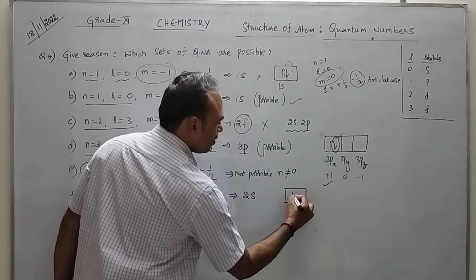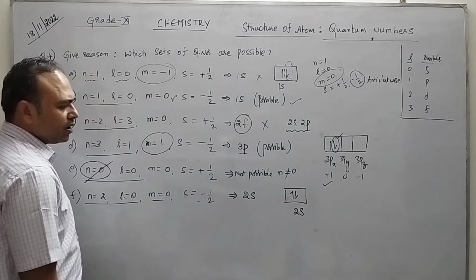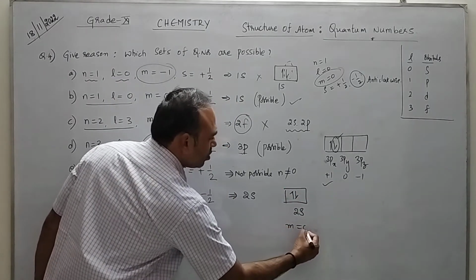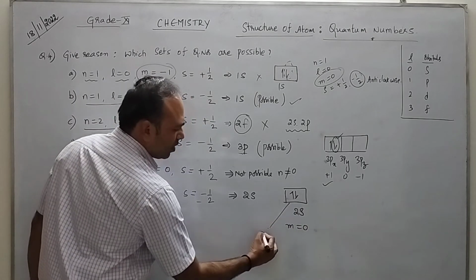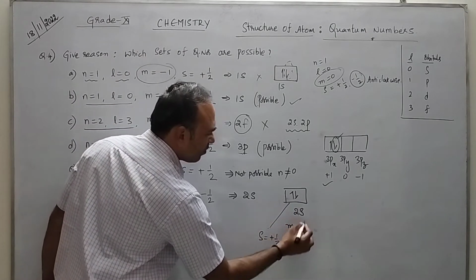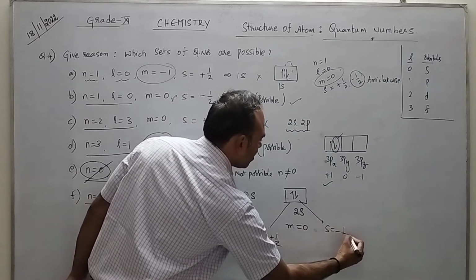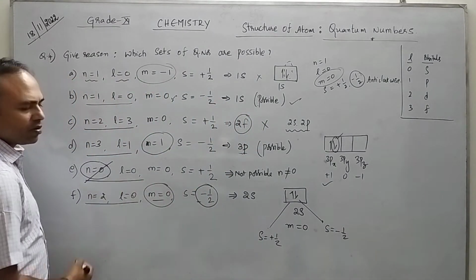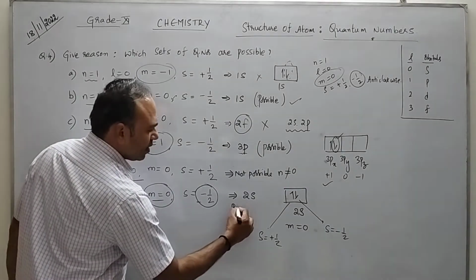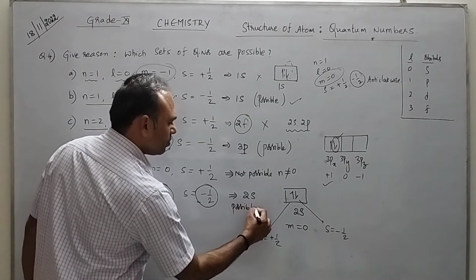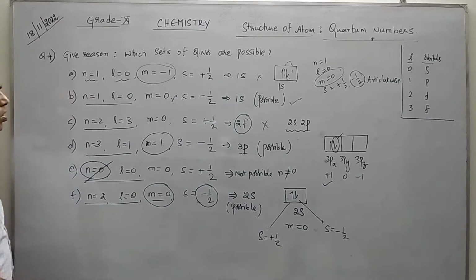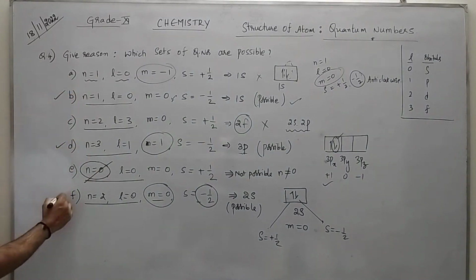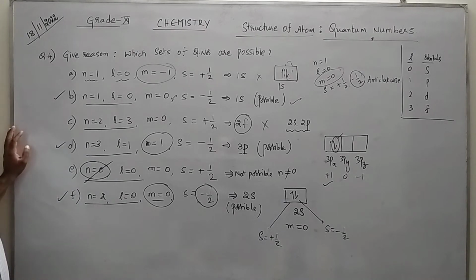So it is 2s with the 2 electrons in that. Now the values are m is equal to 0 and then spin values are plus half and minus half. So they are represented as minus half, m is equal to 0. So we can say that these quantum numbers are possible. So after this we say B is possible, D is possible and F is possible. Hope you have understood this.